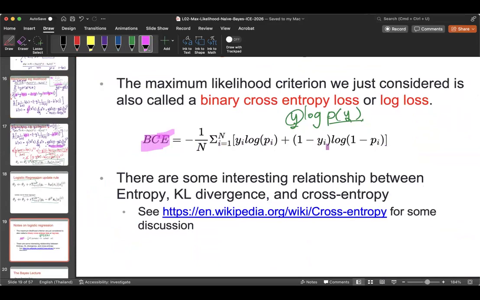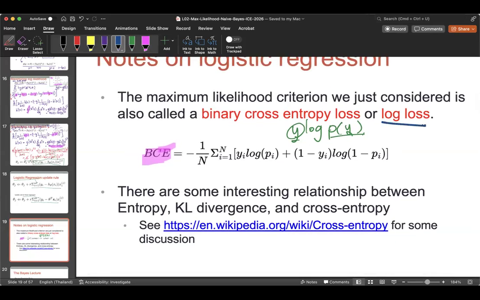If you are curious why deep learning uses cross entropy for classification problems, what does it mean? It just means that we want to maximize the probability of the data according to our model, just like this. And this binary cross entropy loss, sometimes people call it the log loss, is a very common loss that people use in machine learning.